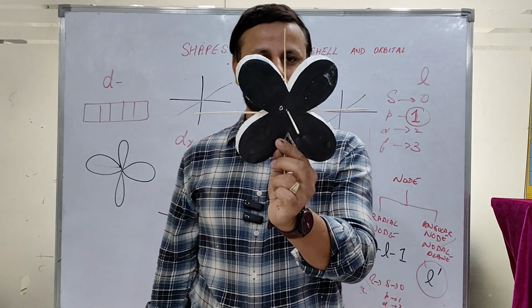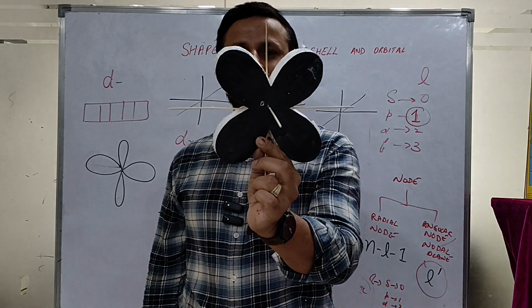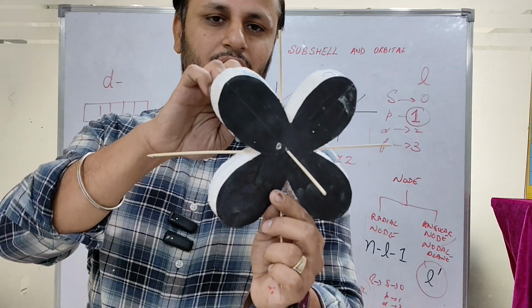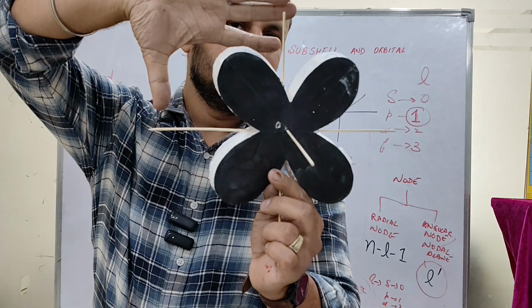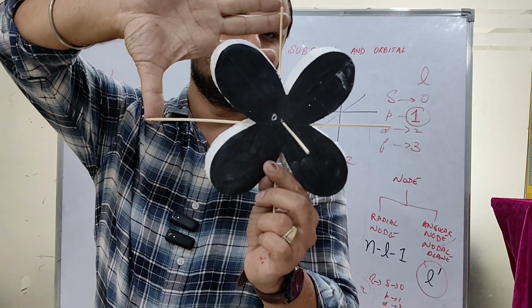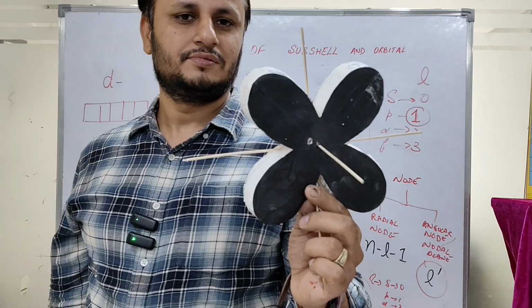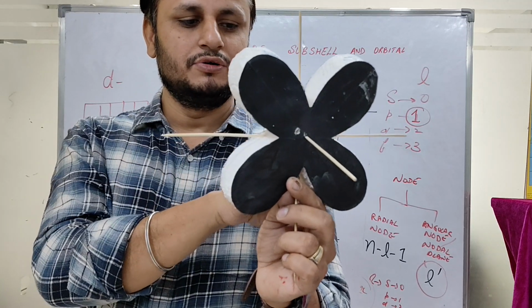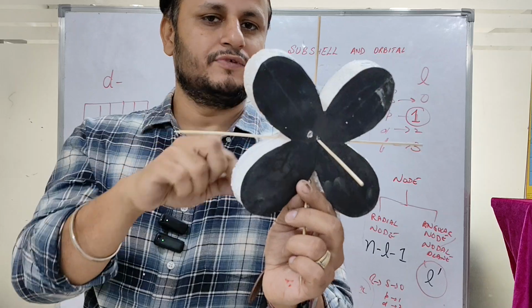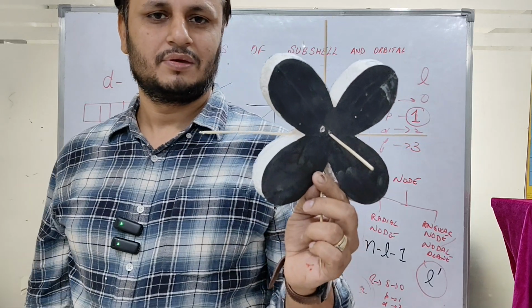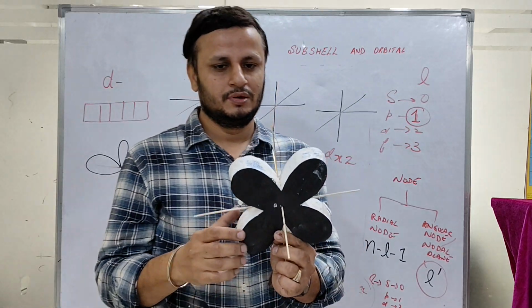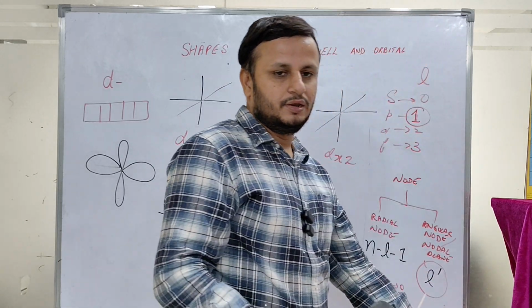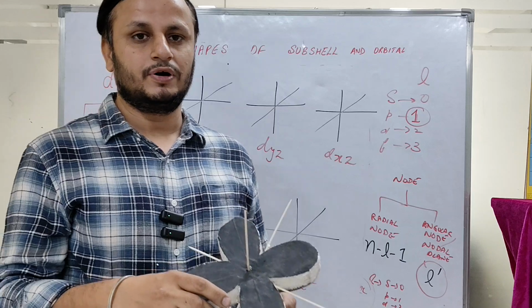This is dxy. The dumbbell lies between the axes. So now we can find the electron along the x and y axes. So this is dxy. Similarly, dyz.